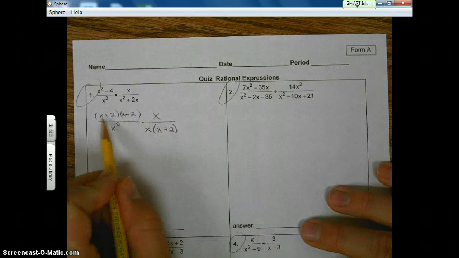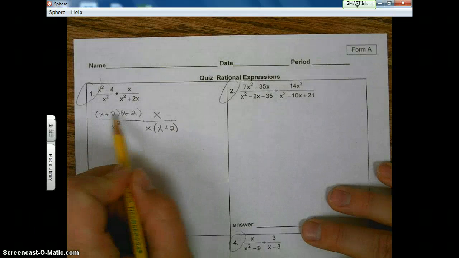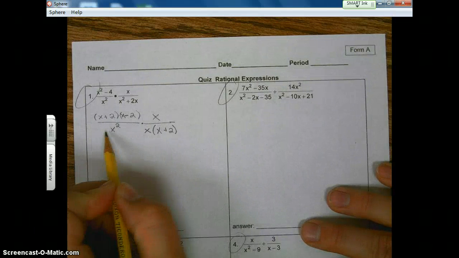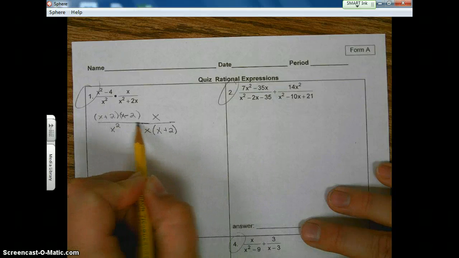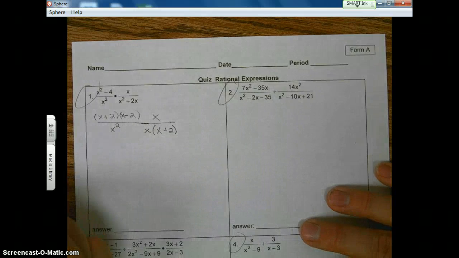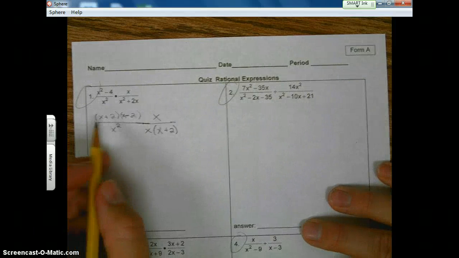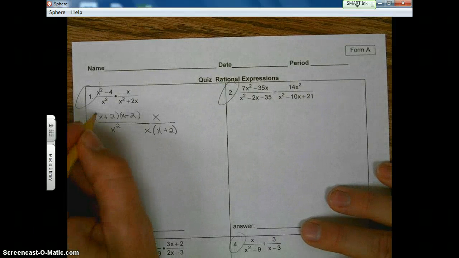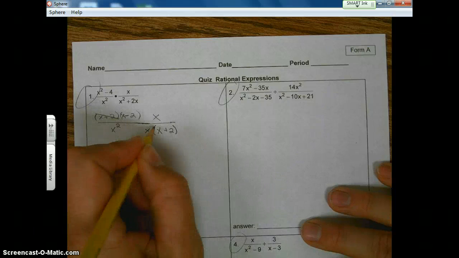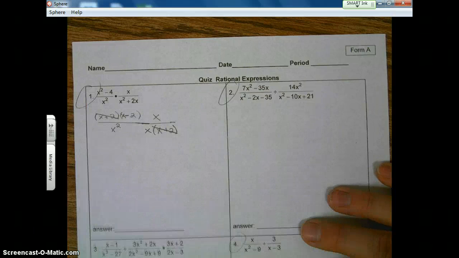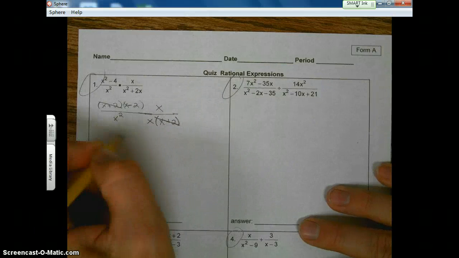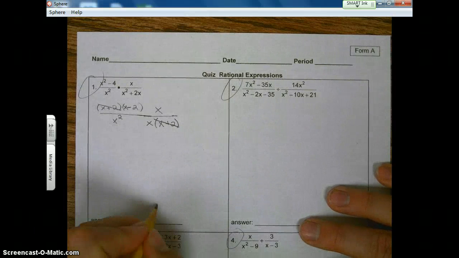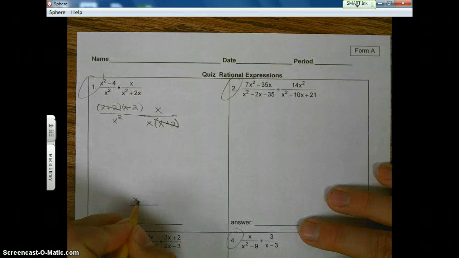Alright, multiplying, so everything on top gets multiplied together, everything on the bottom gets multiplied together. So I'm going to just draw this line straight through. I'm going to start canceling, starting by canceling out my like groups. So this group and this group. No more groups to cancel, so I'm left with an x minus 2 on top.